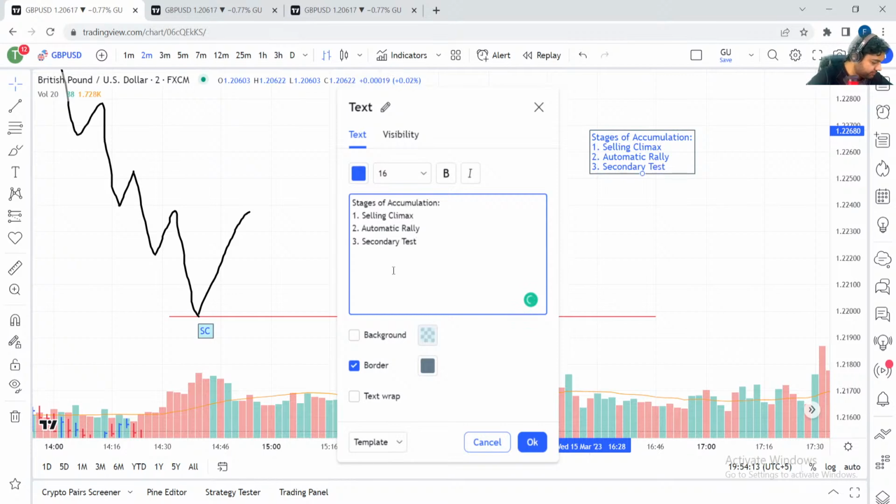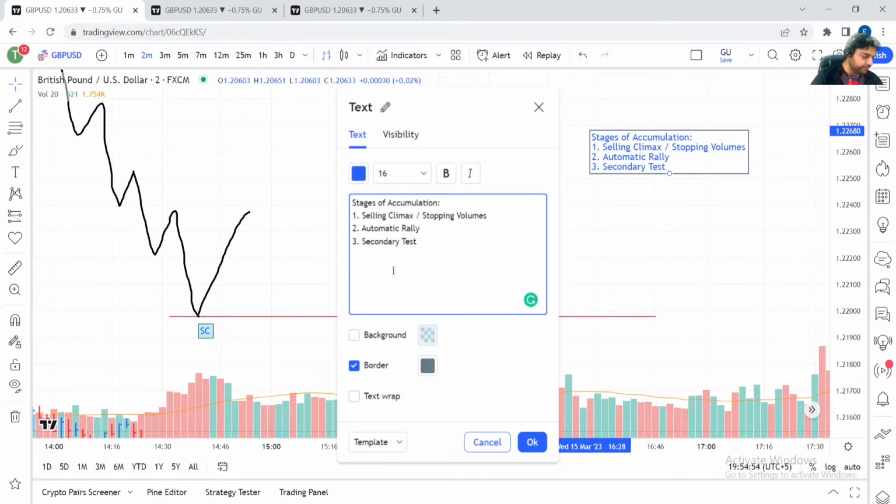Secondary test. Singdo ji is saying, sir, your lecture is making me more confident. I'm so glad. Bhavik ji is saying stopping volume. That's right. Actually, Bhavik ji, it's not the same thing. You can't say that a selling climax is the stopping volume, but you will see stopping volumes coming at the point of selling climax. That's the idea. And we will have separate lectures on stopping volumes and topping volumes, so we are not discussing that for now.